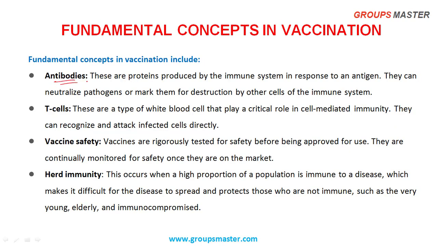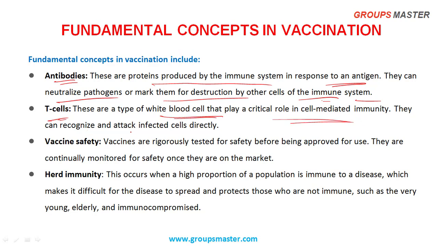Next, what are antibodies? These are proteins produced by the immune system in response to an antigen. They can neutralize pathogens or mark them for destruction by other cells of the immune system. What are T cells? These are a type of white blood cell that play a critical role in cell-mediated immunity. They can recognize and attack infected cells directly.